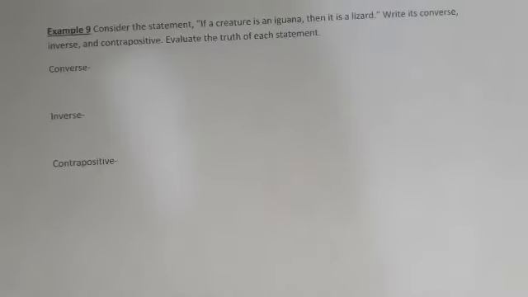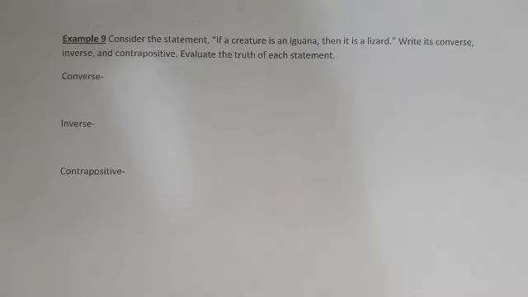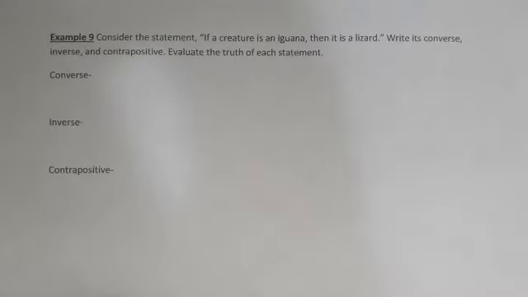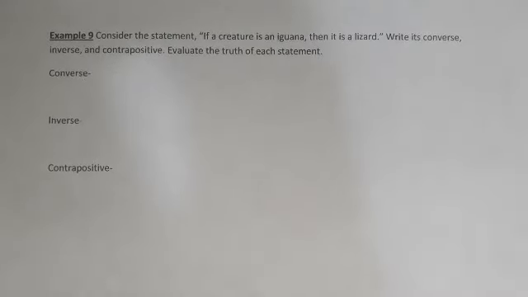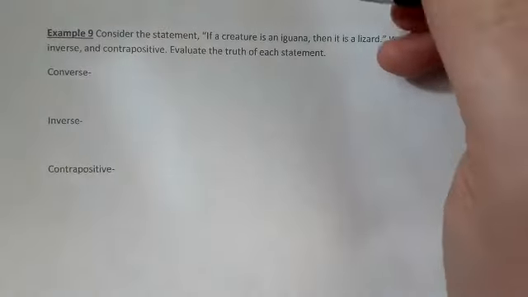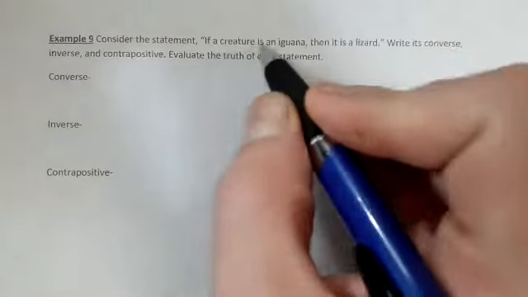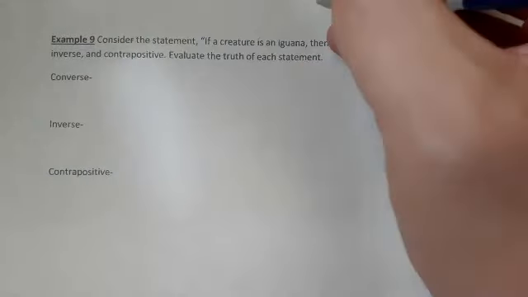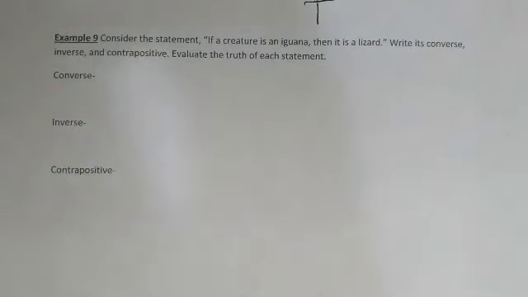We're almost there, almost there. Okay, where am I at? Consider a statement: if a creature is an iguana, then it is a lizard. Is that true? Yes, I believe that's true. Write its converse, inverse, and contrapositive, and evaluate the truth of each statement. Overall, if a creature is an iguana, then it is a lizard. This is a true statement.